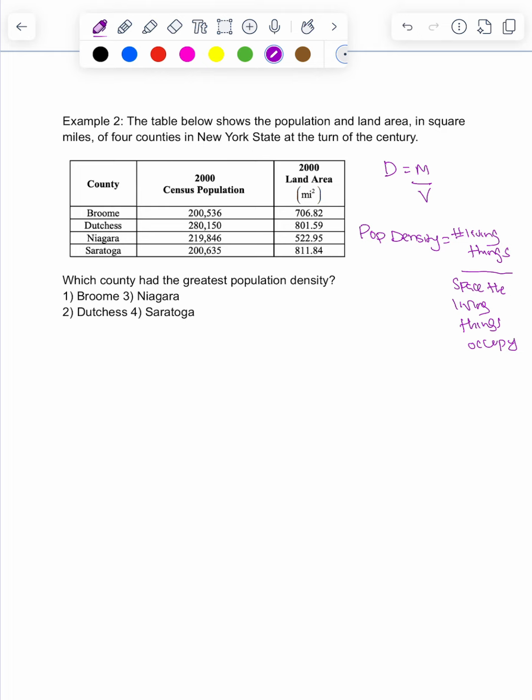We're trying to figure out which county had the greatest population density. So, all we have to do is the number of living things, in this case people, divided by the space that they occupy. In this case, the area that they are inhabiting. So the population would be the mass, would be the number of people, and the land area would be the volume, the space that they're occupying, the amount of land that they're on. So for each one, all I have to do is divide M over V to see what the density is and see which one had the greatest.